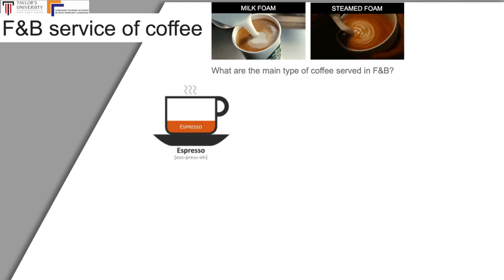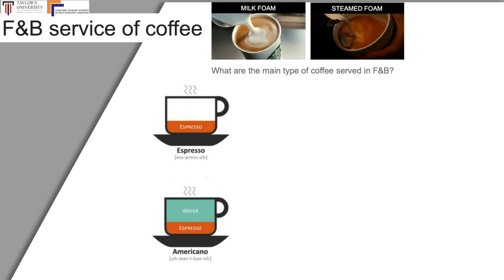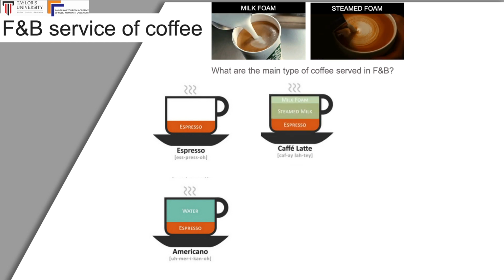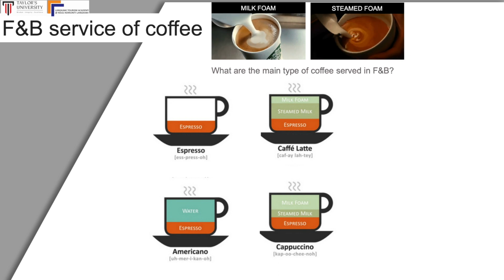which consists of 1 shot of coffee. The Americano, consisting of 1 shot of coffee and the addition of hot water on the top. The coffee latte, which is 1 shot of espresso, steamed milk, and a little bit of milk foam on the top. The cappuccino, quite similar, 1 shot of espresso, steamed milk, and a bigger proportion of milk foam with an addition of cacao powder on the top.